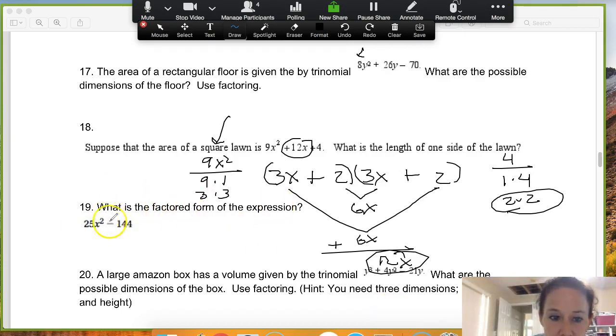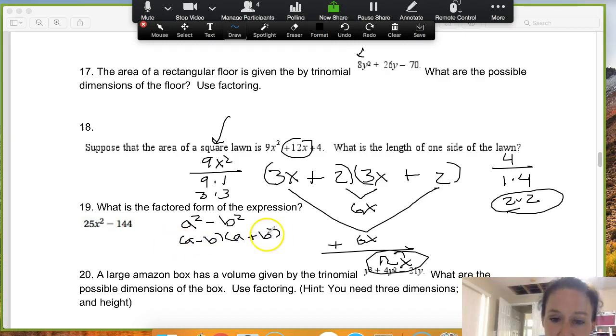What's the factored form of this expression? This is right here. Oh, 19 wasn't a request. Oh, I'll just go over it real quick. Anytime you have a perfect square and a minus sign, you have the difference of perfect squares. You have a squared minus b squared, which factors into a minus b times a plus b.